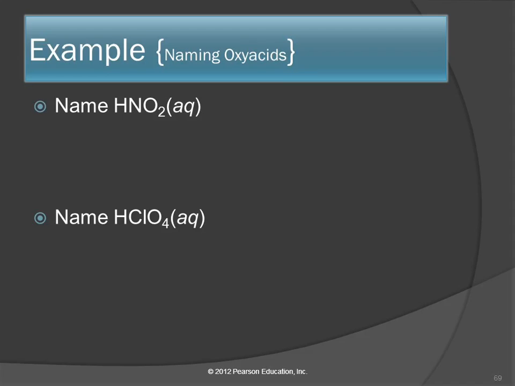Okay, so here's a couple of examples for us to practice on. HNO2. Well, the hydrogen tells us it's an acid. So let's look at what's left. What's the name of that? Nitrite. So this is the nitrite ion. We're going to take the ite off. And which suffix goes with ite? Us. Bite us. Okay, so nitrite becomes nitrous acid.